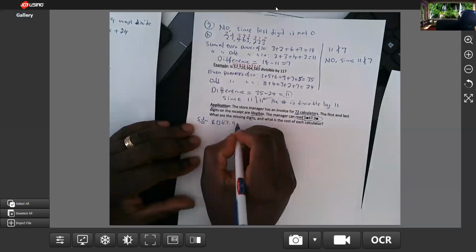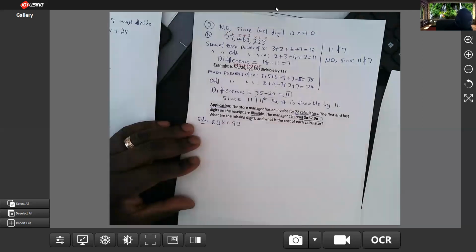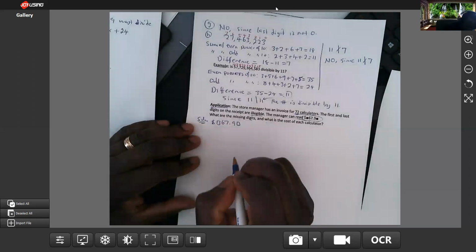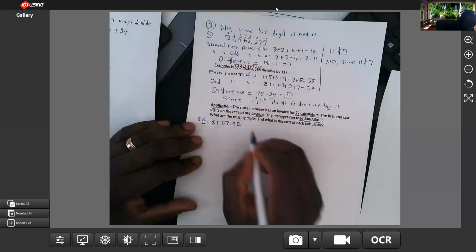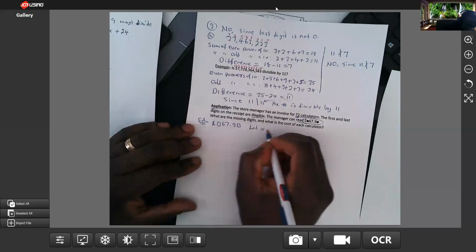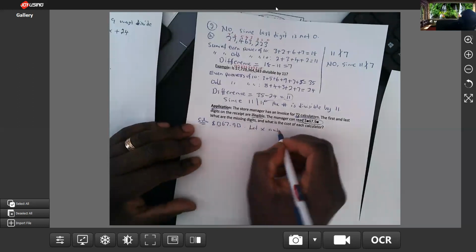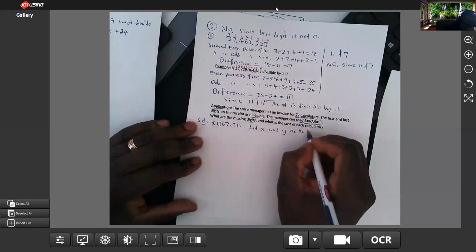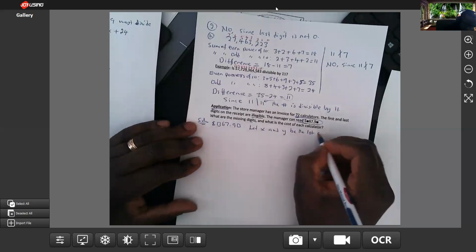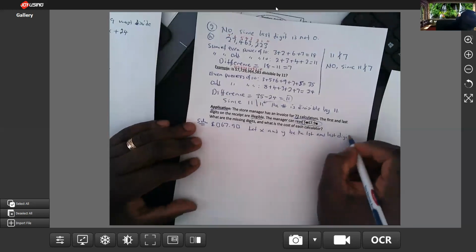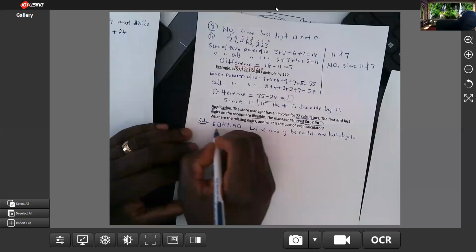67.9 and a box. These are missing. Okay, now this is dollars. Now we can write this, let X and Y be the first and last digits.